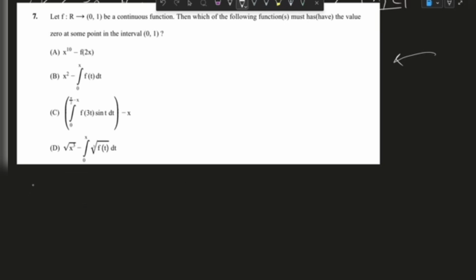I'm starting off. So this is a function which is defined from all real to 0 comma 1, and this is a continuous function basically, which is worth noting. Now we have to say which of the following functions have the value 0 at some point in the interval 0 comma 1.